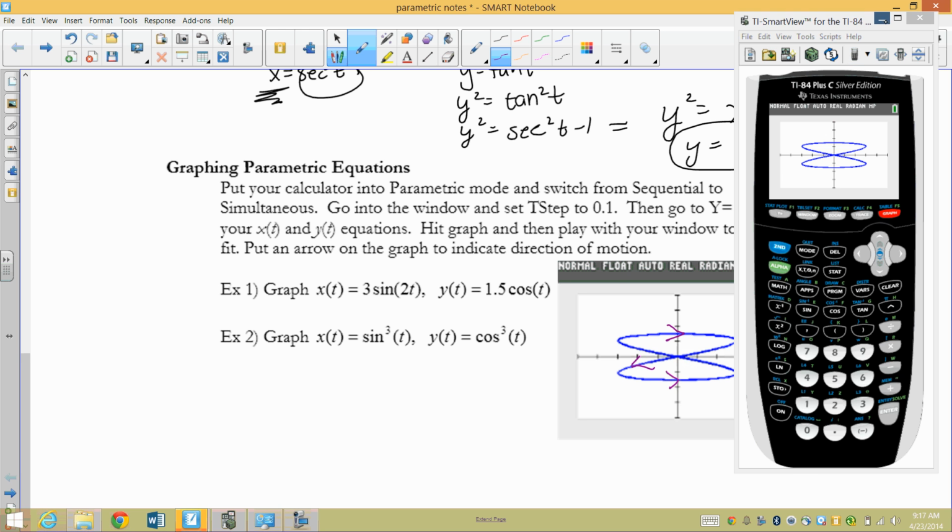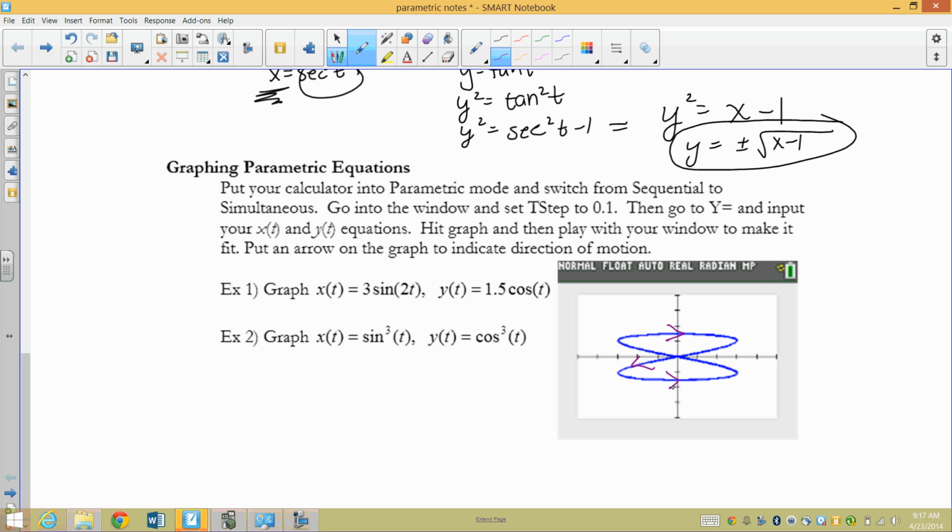What we do in parametric is we draw little arrows that represent the direction of motion. So now I know this went this way and kind of came around and back down, and it would keep repeating itself over and over again.